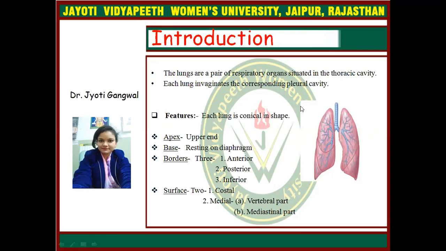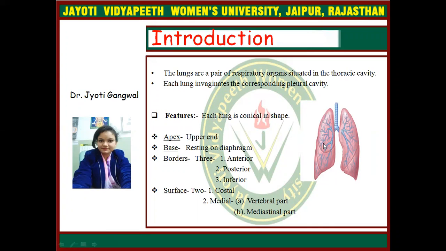This is the apex of the lung. This one is the base of the lung. There are three borders: anterior, posterior, and inferior. This is the anterior, this one is the posterior, and this one is the inferior. There are two surfaces, the costal and the medial. This surface is related to the costae, or the ribs.